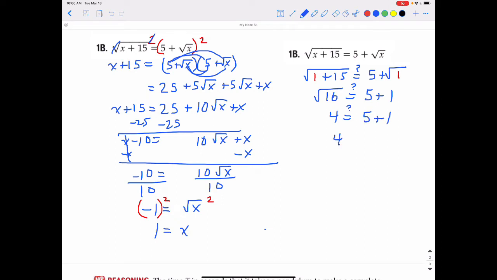And it definitely does not. 5 plus 1 is 6, and that is not the same as 4. So we have another extraneous solution, and since it's our only solution, that means that we actually do not have a real solution to this problem. So there are no solutions. But remember, you do need to check every time and check all the solutions that you get, just to make sure that maybe one of them works and one of them does not.